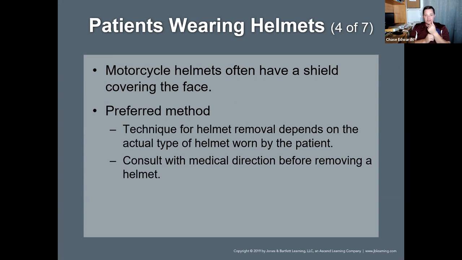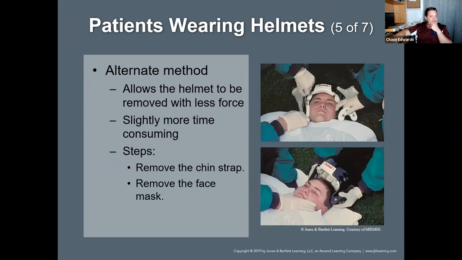So removing the helmet is going to be a two-person job. However, the techniques for helmet removal depend on the actual type of helmet worn by that patient. One AEMT is going to provide constant inline support as the other moves. You and your partner should not move at the same time. You should first consult with med direction about your decision to remove the helmet. Remember, you don't need to remove the helmet if the airway is accessible, the head is snug inside, and the helmet can be secured to an immobilization device. And there are some pictures of removing the helmet there.